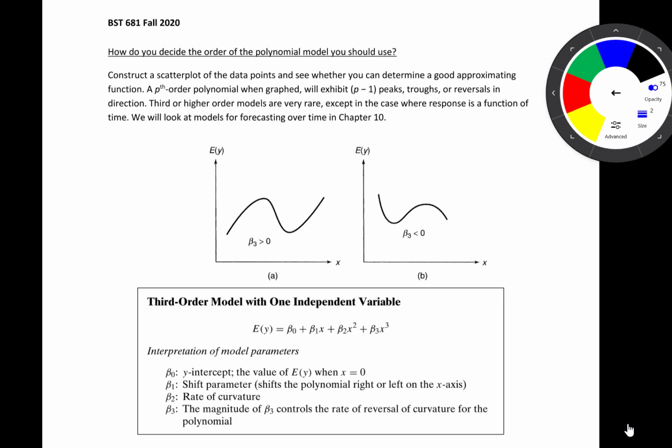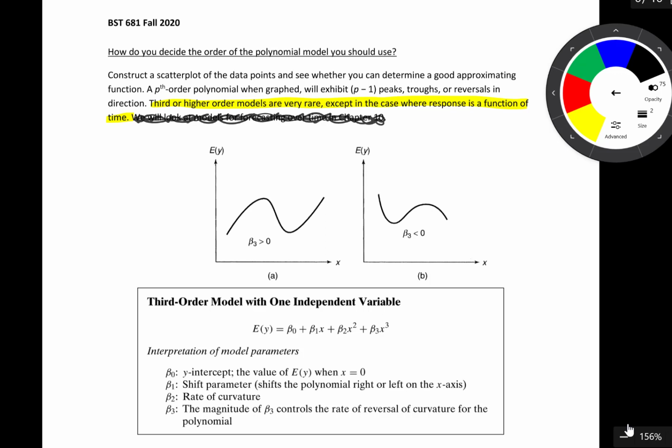The third or higher order models are very rare, and I really do want to highlight that, except for the case where the response is a function of time, and then we model these in a different way. I'm going to show you that for the polynomial regression model, we can fit fourth, fifth, sixth order terms, but in practice we rarely see anything higher than a second or third order, so keep that in mind. And actually that is a mistake. I'm just going to mark that out.